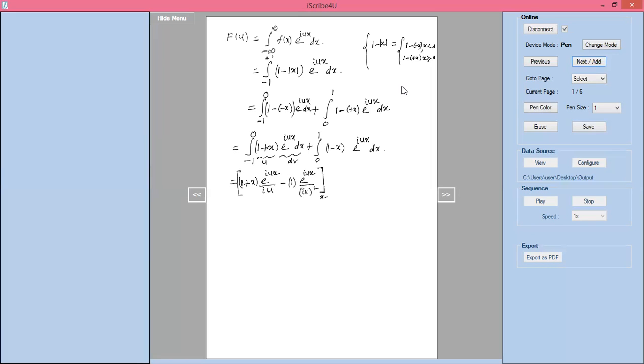The limit is x equal to minus 1 to 0, plus 1 minus x into e power iux divided by iu, minus, by the formula, differentiation of 1 minus x, which is minus 1, into e power iux divided by iu whole square. This limit is x equal to 0 to x equal to 1. Now I'll write 1 by iu into 1 plus x into e power iux.